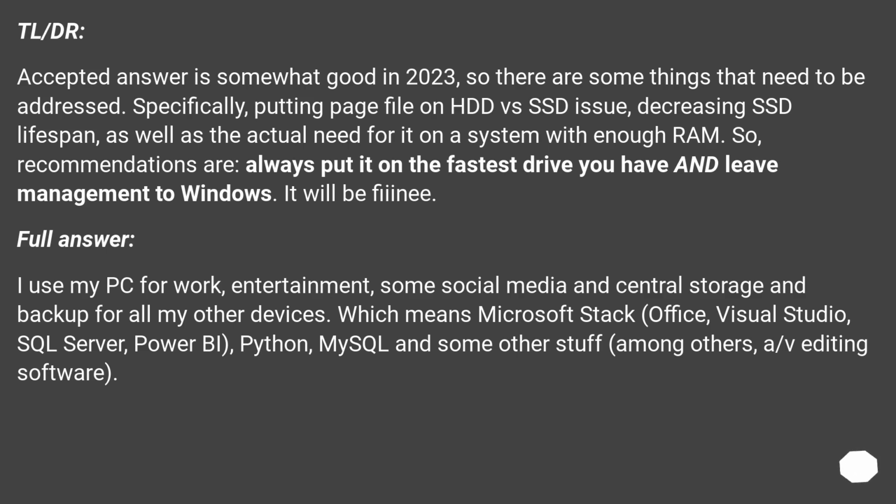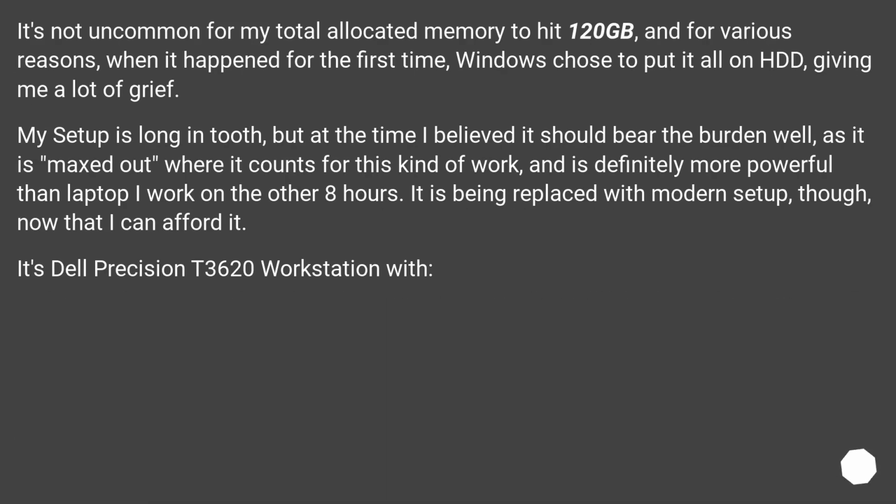Full answer. I use my PC for work, entertainment, some social media, and central storage and backup for all my other devices. Which means the Microsoft stack, Office, Visual Studio, SQL Server, Power BI, Python, MySQL and some other stuff, among others, AV editing software. It's not uncommon for my total allocated memory to hit 120 GB, and for various reasons, when it happened for the first time, Windows chose to put it all on HDD, giving me a lot of grief.